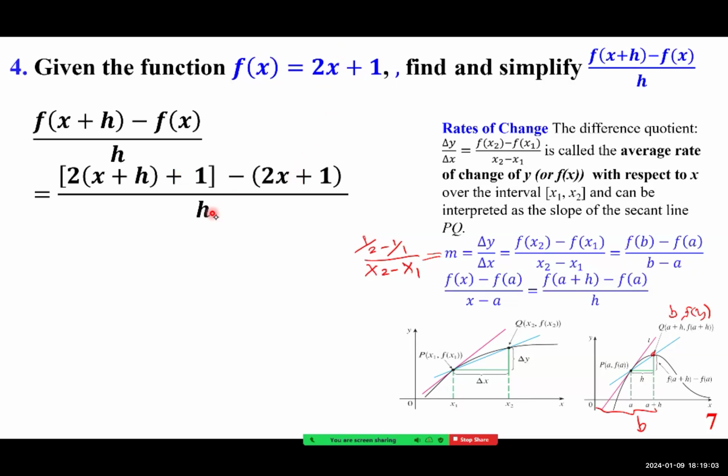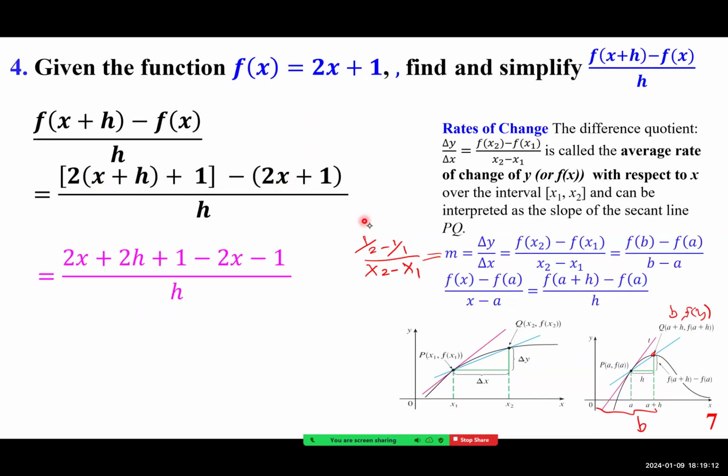Now we are going to simplify the numerator as follows. This is 2x plus 2h plus 1 minus 2x minus 1. 2x and negative 2x cancel each other. Positive 1 and negative 1 cancel each other. We get 2h over h, which simplifies to 2.